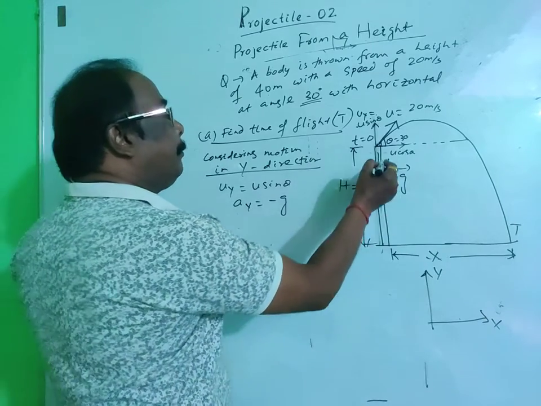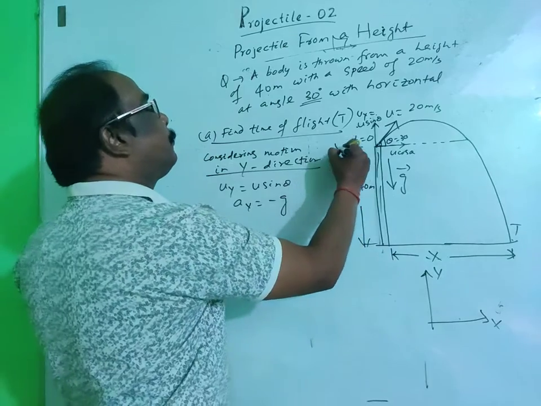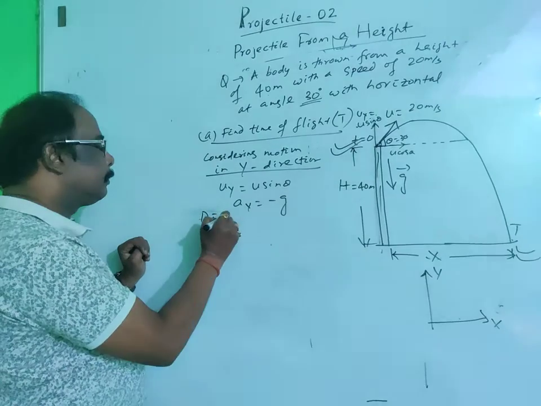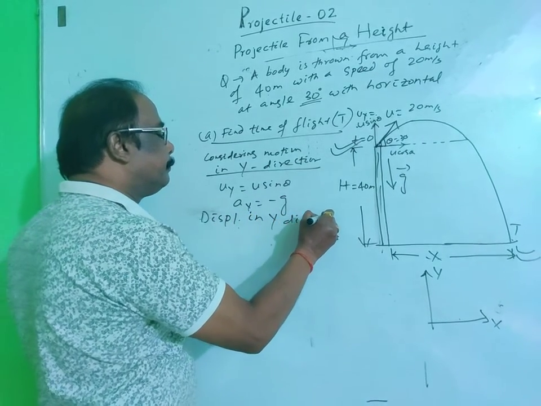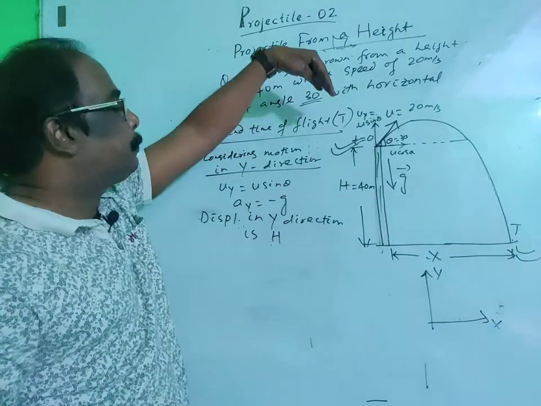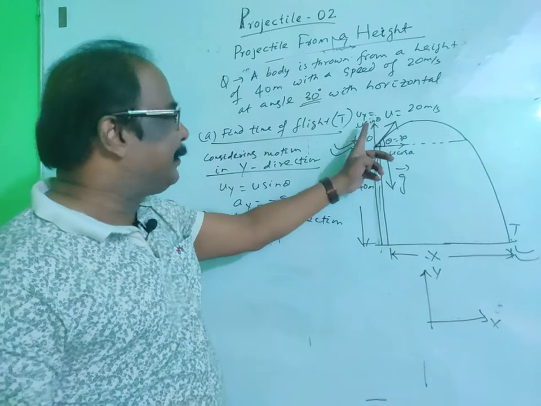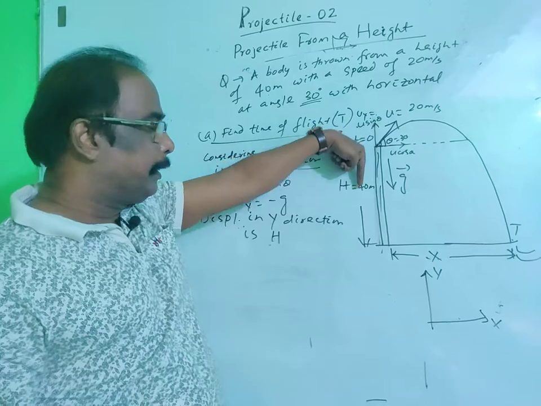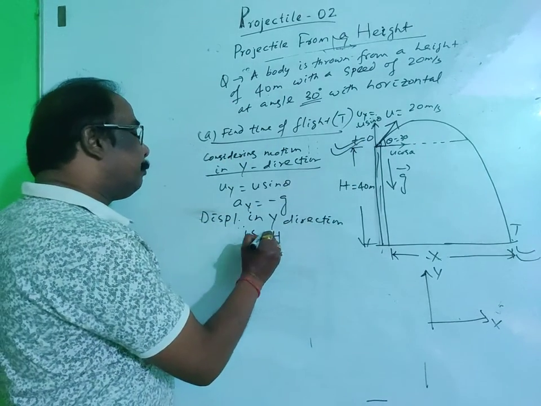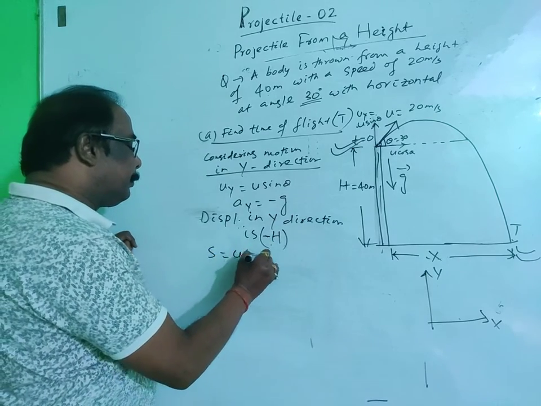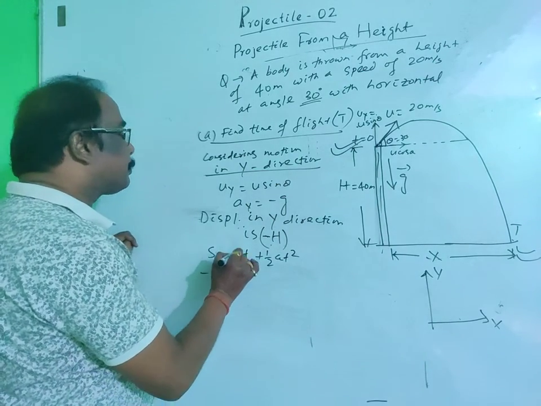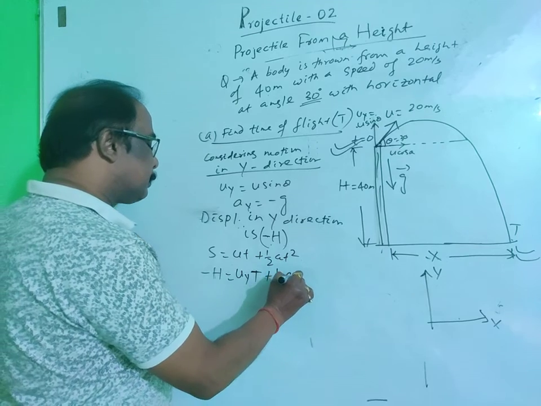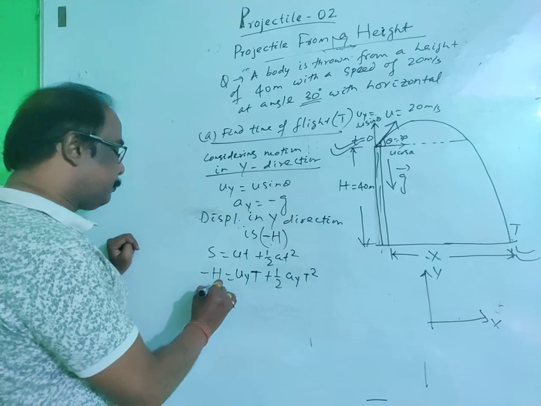The time taken to reach the ground is t, meaning the body is projected from this point and strikes the ground at this point. So the vertical displacement, or displacement in the y direction, is h, but the displacement is in the opposite direction to that of u sin theta. If you consider the y direction, u sin theta is along the positive y-axis but displacement is along the negative y-axis, so displacement is minus h. So let's use the equation s is equal to ut plus half at square. In place of u we take uy, into time t, plus half acceleration ay into t square, so minus h is minus 40.